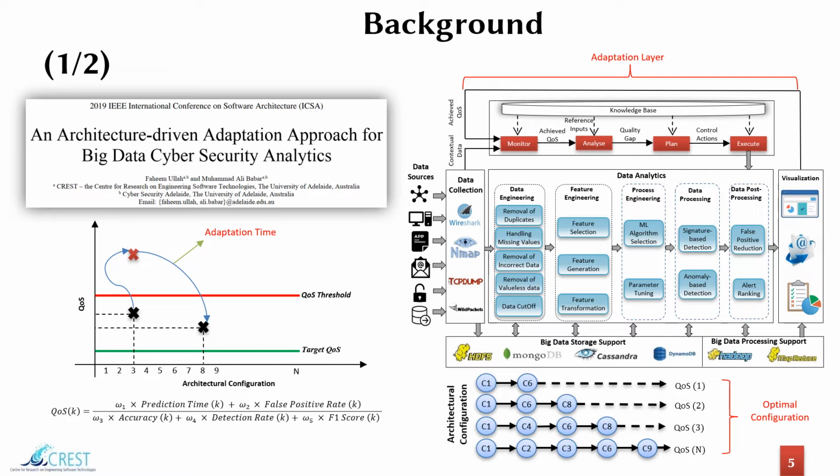Now, whenever there is a change in the data set that is being analyzed by the system, the adaptation layer measures the quality of service, and if the quality of service goes out of the pre-established quality of service threshold, the adaptation layer has to bring it back. The way it does that is by selecting another configuration. So essentially, whenever the quality of service goes out of the threshold region, the adaptation layer executes and finds a configuration that has a quality of service within that threshold region.